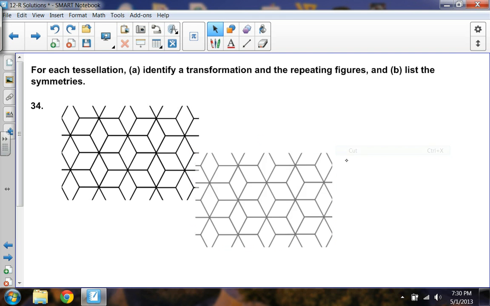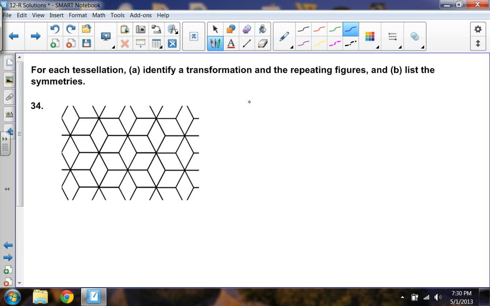So we can get all those. So we have translational, reflectional, rotational, and glide reflection. No dilation, though. These don't ever get bigger or smaller. They're all isometries.